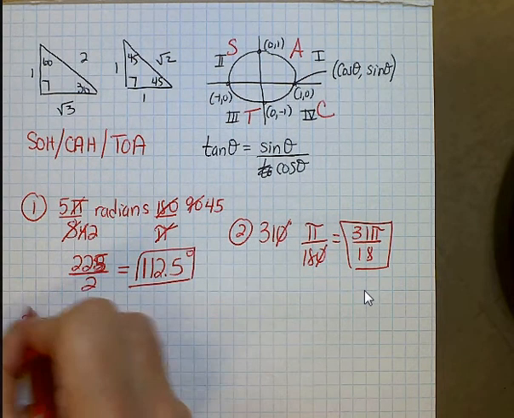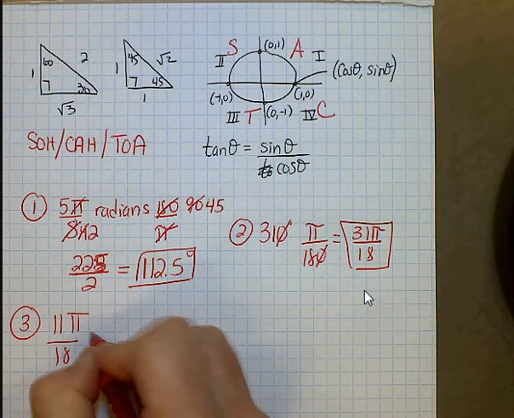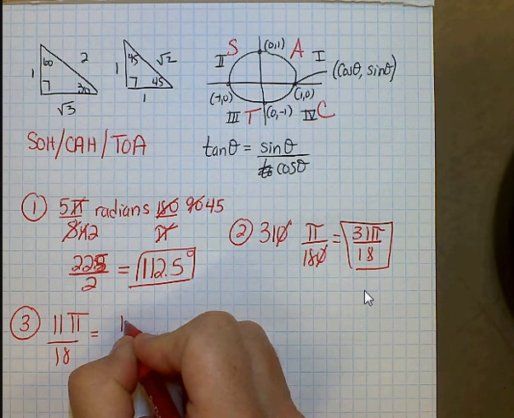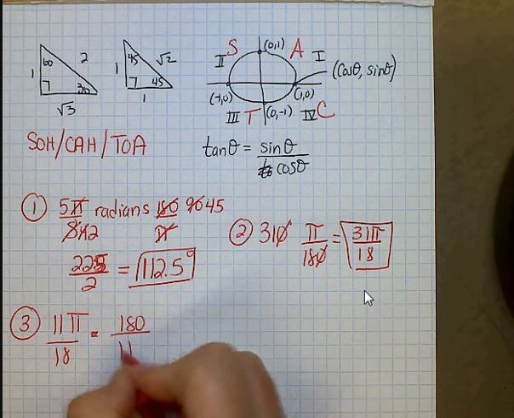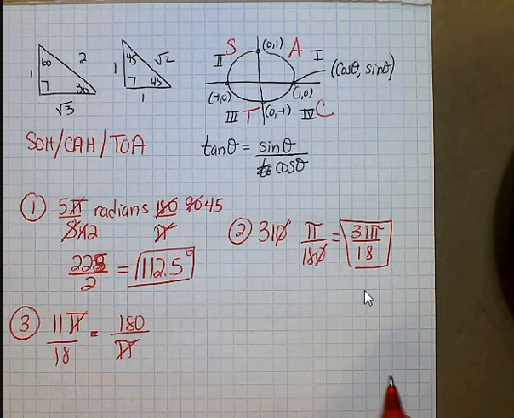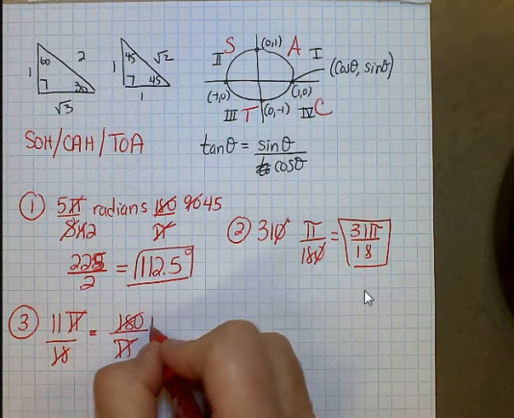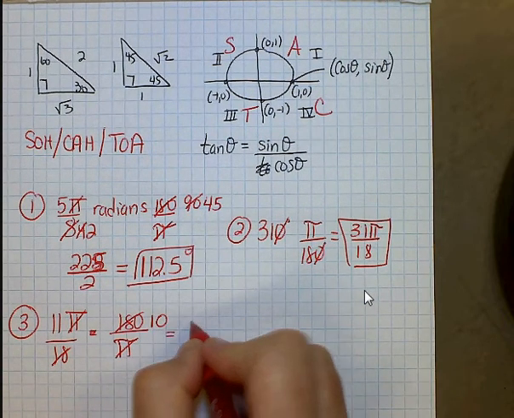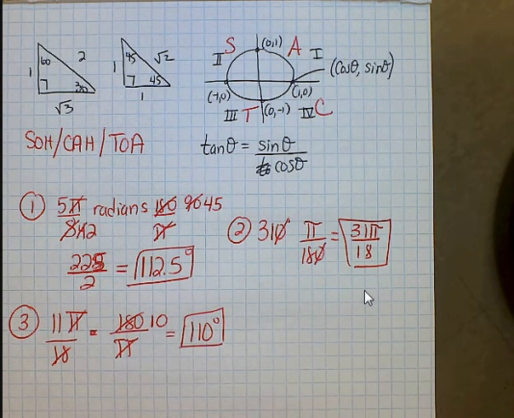Number 3, 11 pi over 18. Again, we're going to multiply this by 180 over pi. Pi's will cancel. And this should have been pretty easy. 18 is going to go into 180 how many times? 10 times. So we just get 110 degrees. Questions on the first 3?